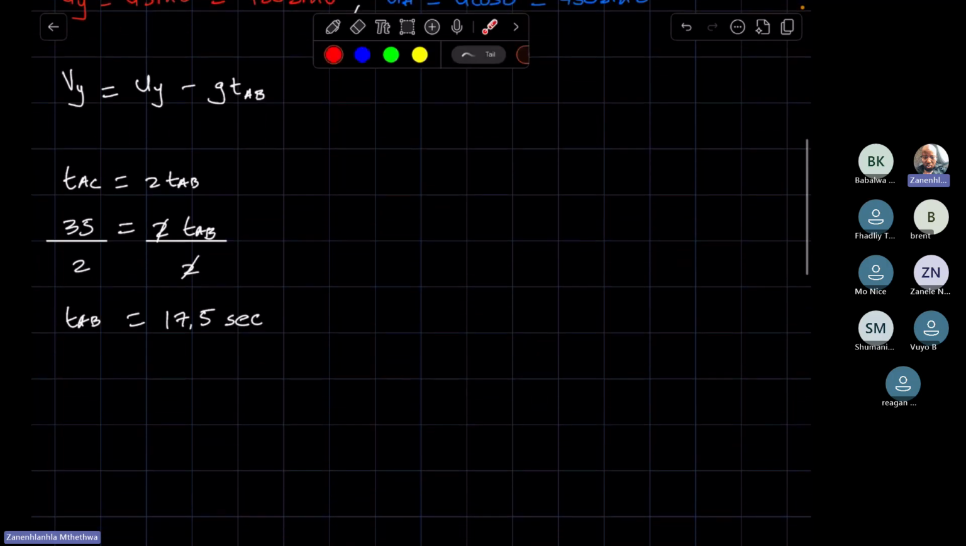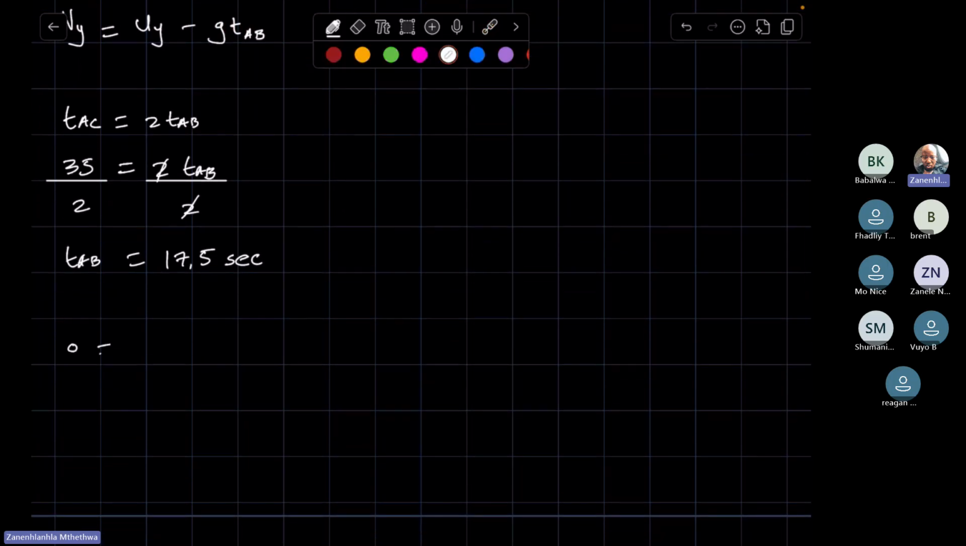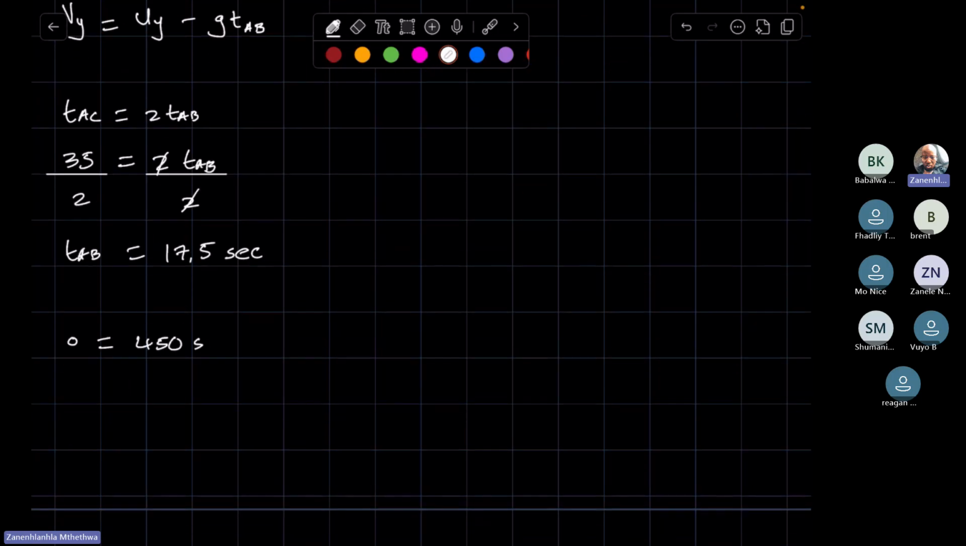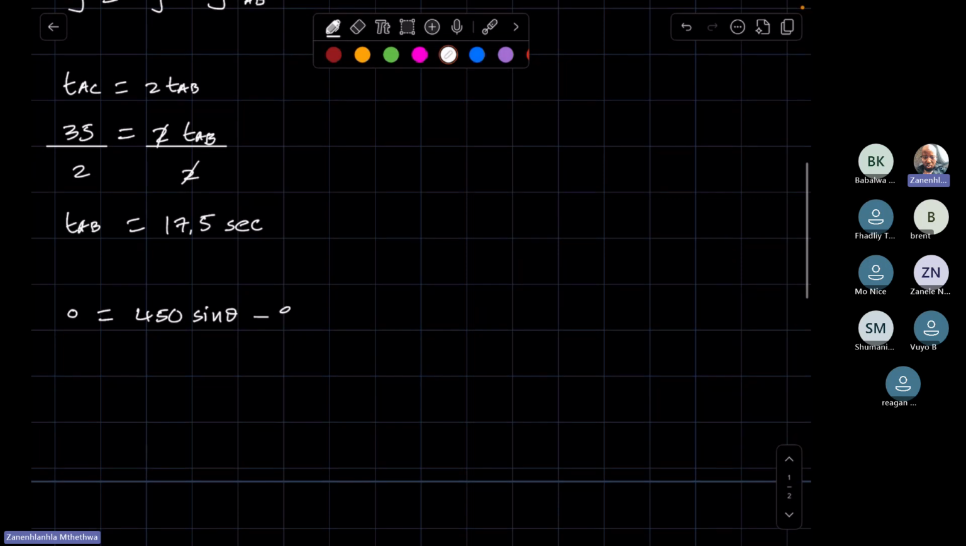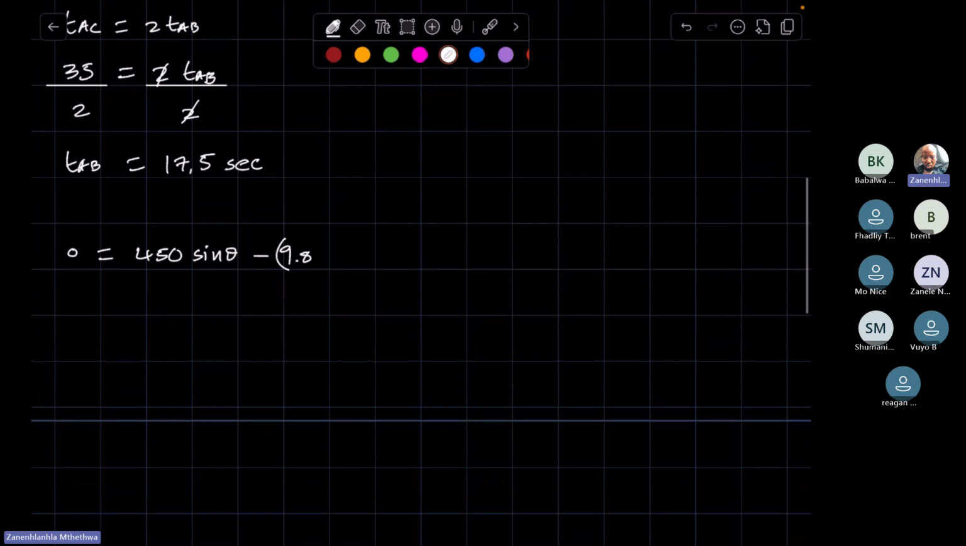Now we substitute this back to that formula. All right. So we have 0 is equal to Uy, which is 450 sine theta, minus 9.8 into TAB, which is 17.5.